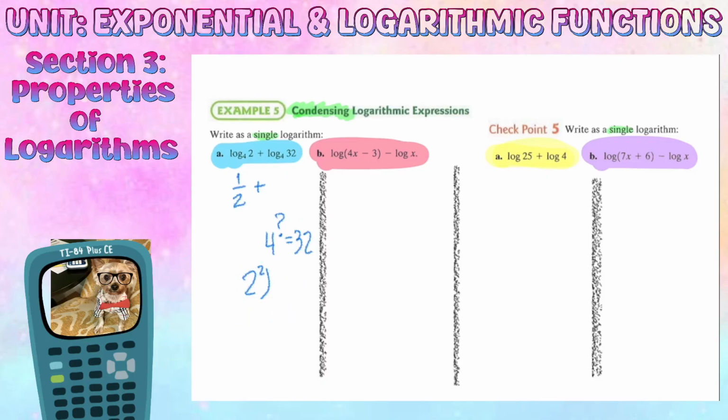So sure, we could do it that way. But this tells us to write as a single logarithm, so we're going to focus in on that. I'm going to basically reverse the expansion of a product property, and we're going to put it all together again like Humpty Dumpty. So we have the sum, they're both base 4. So this is going to become log base 4 of 2 times 32.